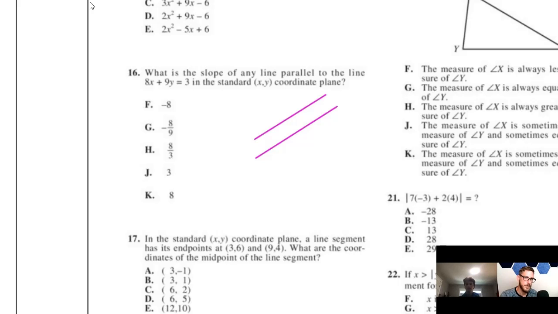I kind of forgot about equations for slopes. So I think the easiest way is to rearrange this equation into slope-intercept form, y equals mx plus b, because once you rearrange it to that, then whatever your m is, that's your slope.